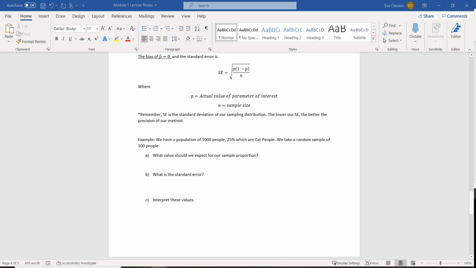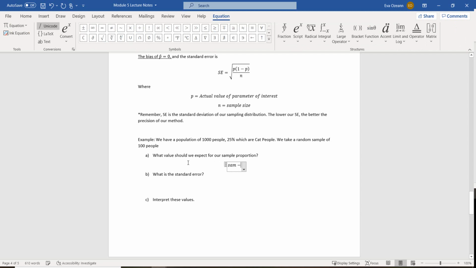So what should we expect our sampling proportion to be? Well, since we randomly took a sample of 100 people, we would hope that our sample would be a good reflection of our population. So what we expect is that our sample, which remember we call p hat, is expected to be the same as the population. So we expect it to be 25%.